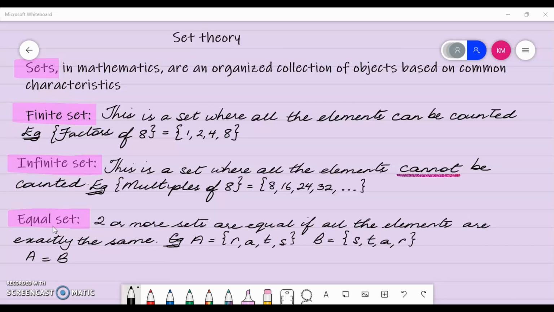A is the set of letters of the word rats, and B is the set of letters of the word star. Now, each one of those letters are the same, right? So the letters of the word rats is the same letters of the word star. So these 2 sets, A and B, are said to be equal. Now it doesn't matter the order in which the elements are written in the set, once all of the elements are exactly the same. So we use the equal sign to denote equal sets.